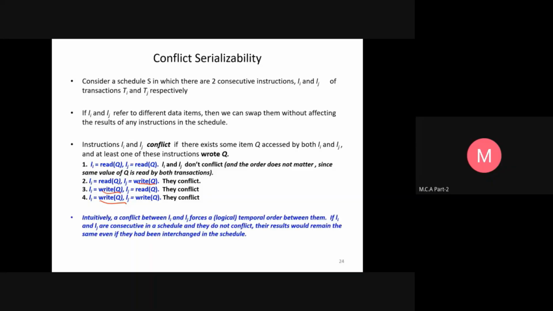Let's carry on. So let's read the next statement. Intuitively, a conflict between Ii and Ij will force a logical temporal order between them. By temporal, we mean time. So when the particular operation is read or written onto, there will be a difference in what it has read. If Ii and Ij are consecutive in a schedule and they do not conflict, their results would remain the same even if they had been interchanged in the schedule. So that's a point we need to remember.